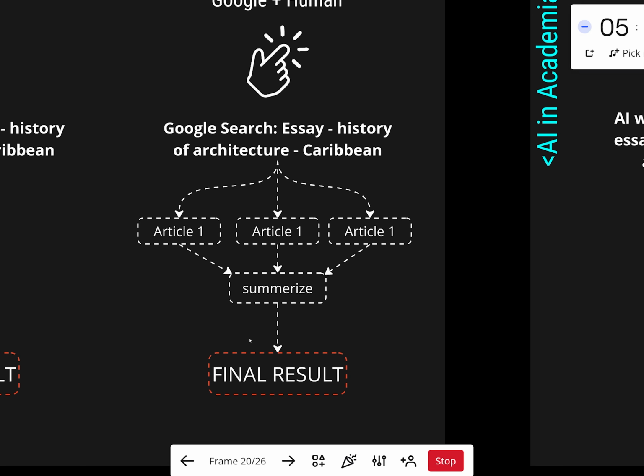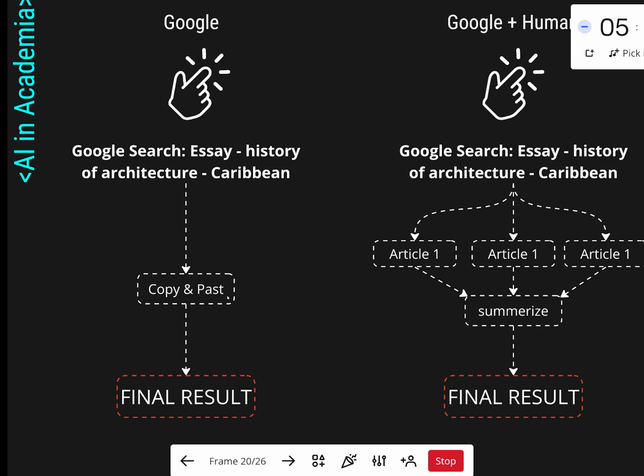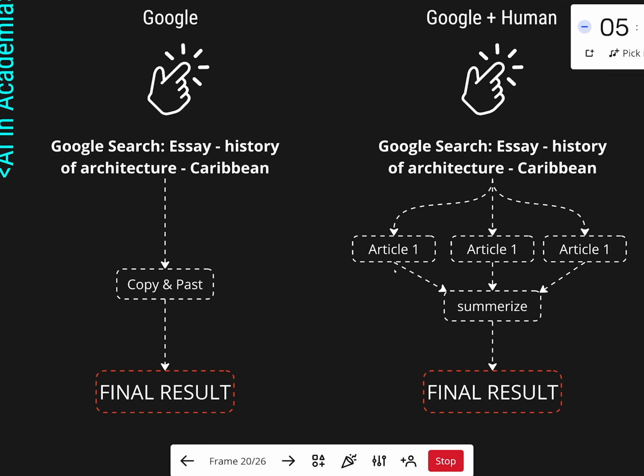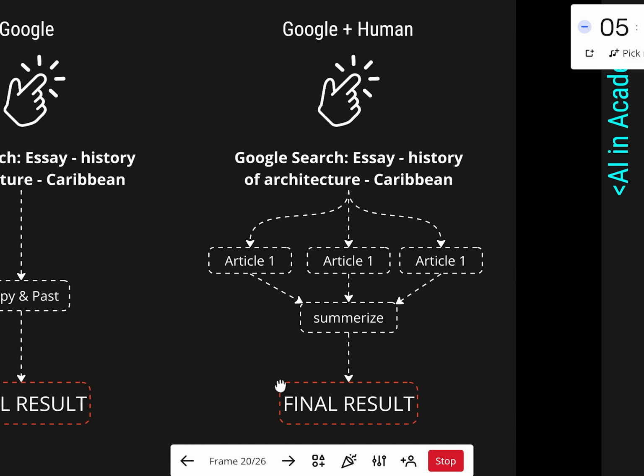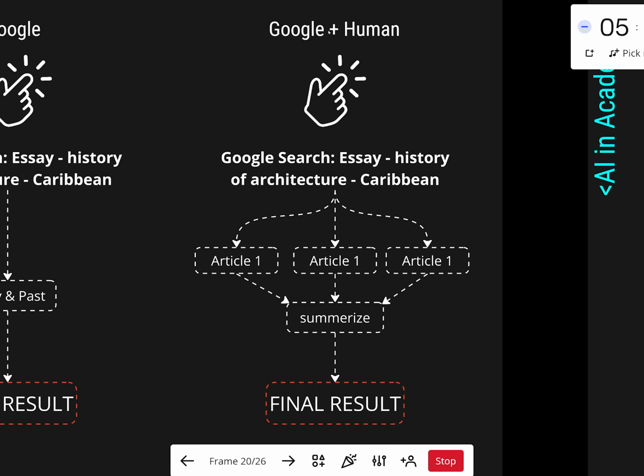Eventually, we wised up and realized that just copying stuff from Google doesn't work. And people who get multiple sources of information and summarize it, they benefit more at the end of the day. So most people start to use Google plus human.